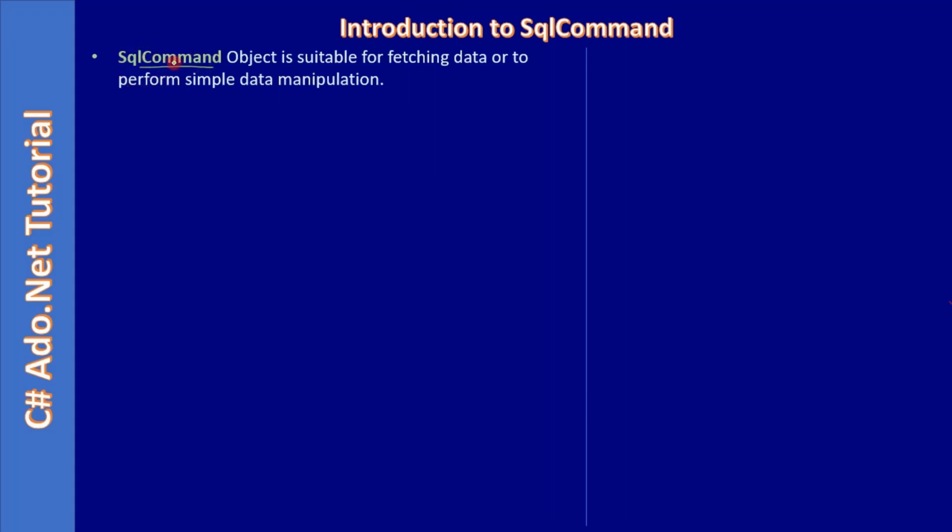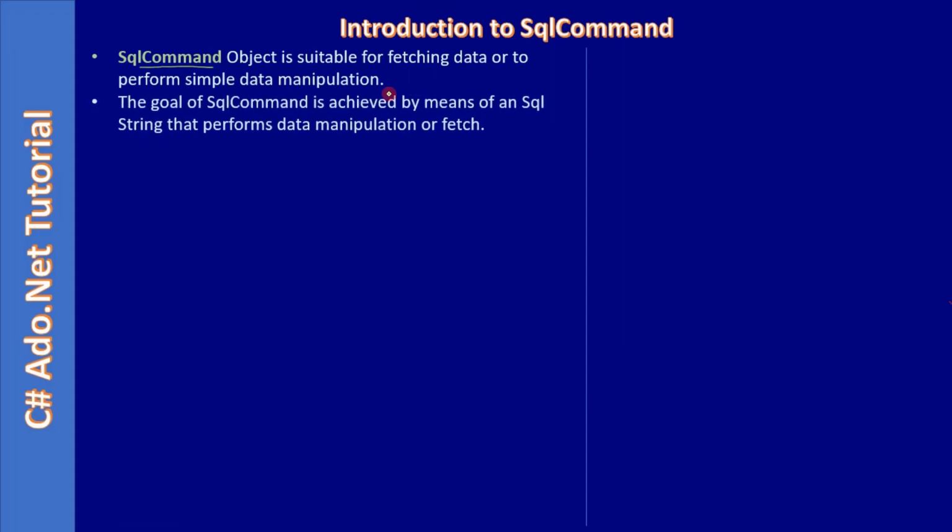Once you construct it, you can use this object to retrieve data from the database. Through the SqlCommand object, you can do manipulation like inserting data or updating some table. The goal of SqlCommand is achieved by means of a SQL string, and that SQL string performs a data manipulation or a data fetch.